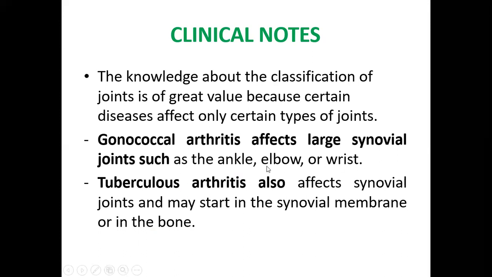Then there is tuberculous arthritis, tuberculosis affecting the joint. Tuberculosis not only affects the lungs, but it can also affect other organs, including the bones and the joints. If it involves the joint, then it is called tuberculous arthritis. This will affect a synovial joint and may start in the synovial membrane or in the bone. As I said, it might start in the bone, then it can go to the joint and affect the joint. So this type of joints are very important.